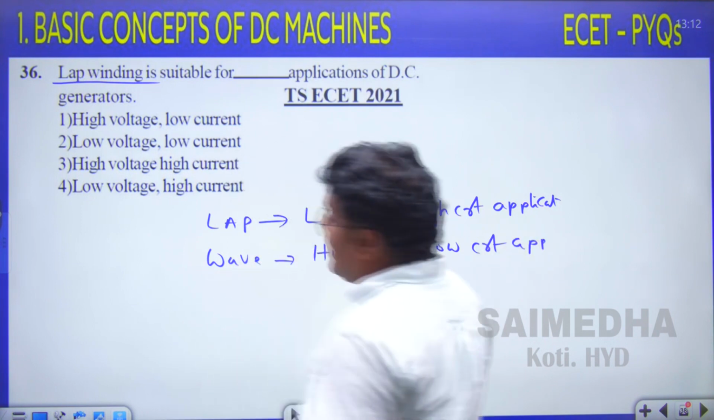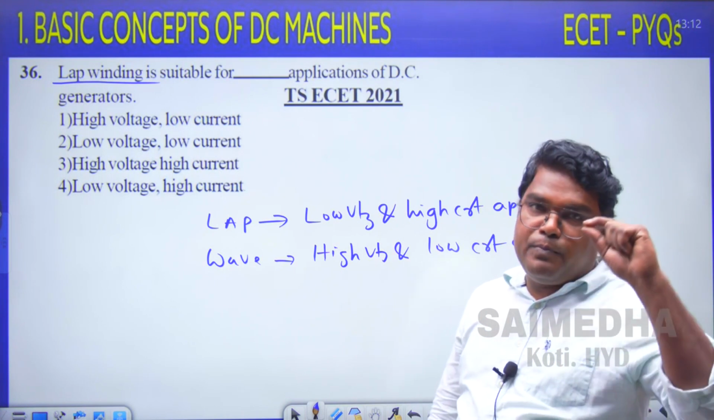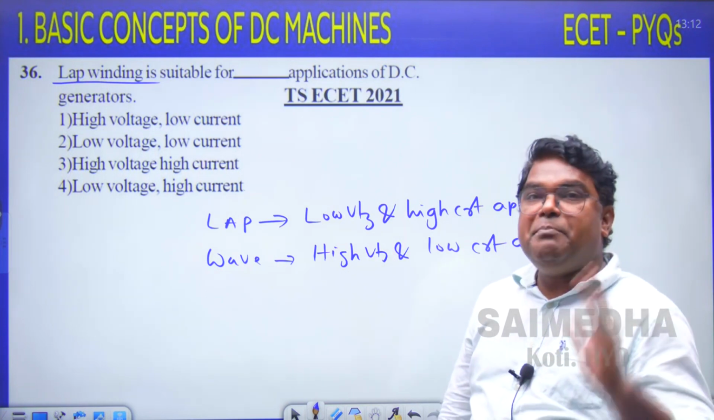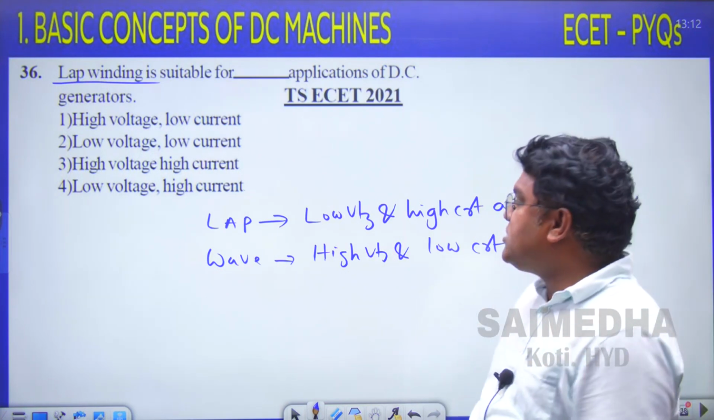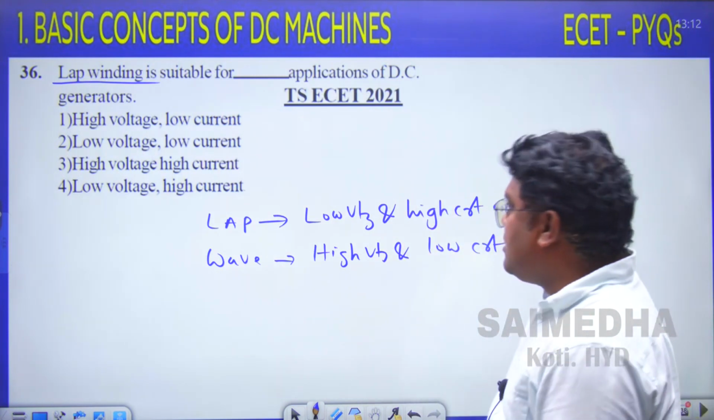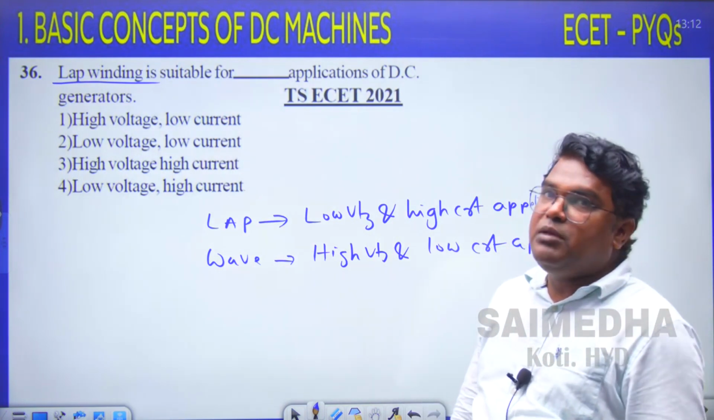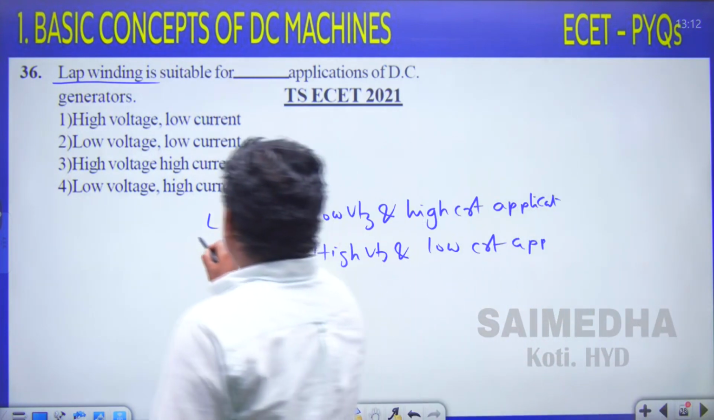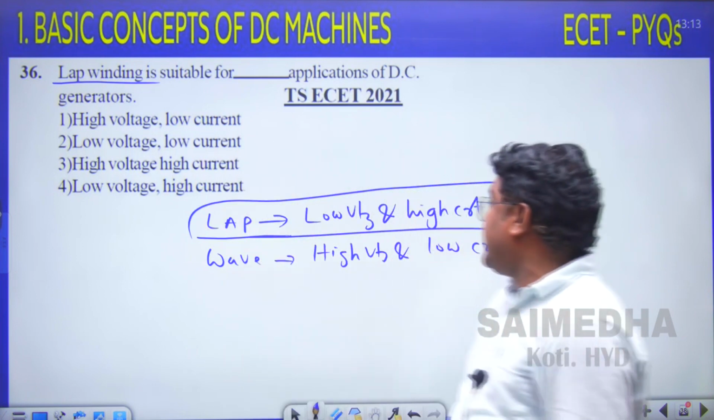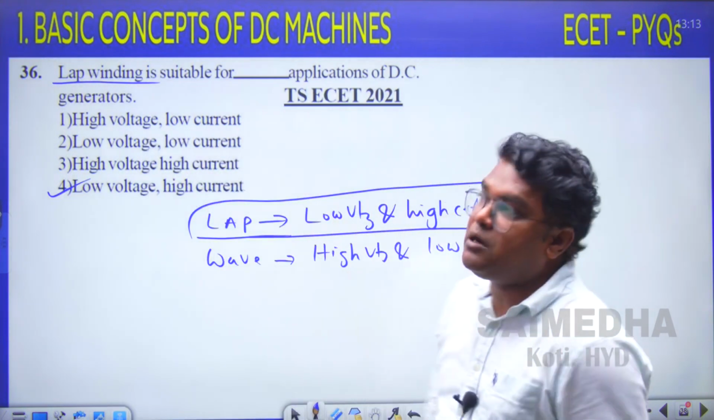Why? Because in lap winding, the number of conductors per path is less compared to wave winding, but the number of parallel paths is more. As the number of parallel paths increases, the current rating of the machine increases, and as the number of conductors per path decreases, the voltage rating of the machine decreases. That's why lap winding is used for low voltage and high current applications. So option 4 is correct for this question.